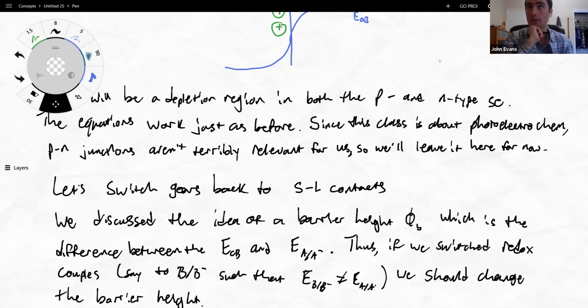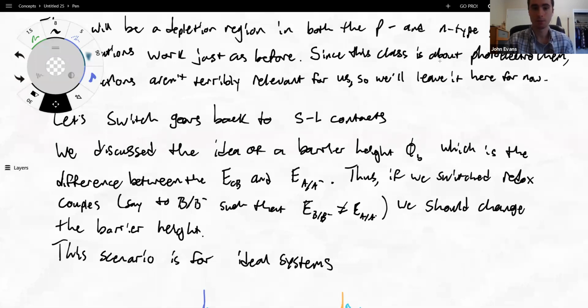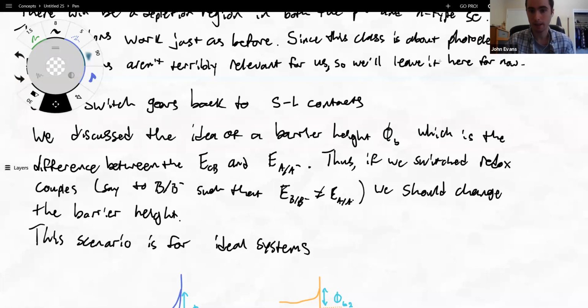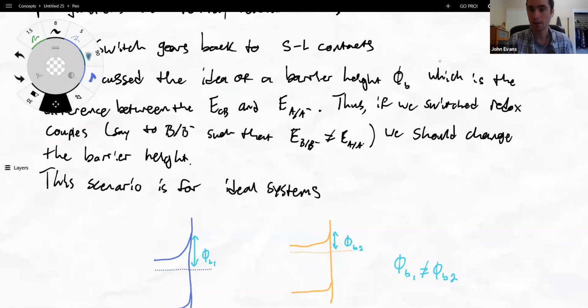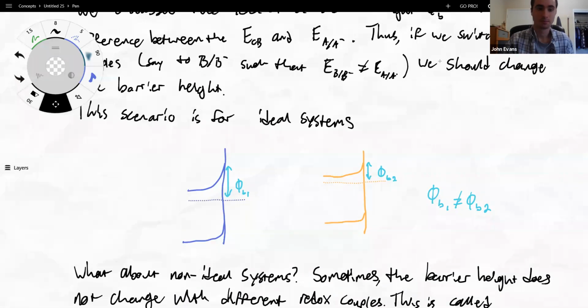Because we have so far looked at ideal systems. And now we want to look at one of the more important non-ideal cases. So we looked into this idea of barrier height, which we showed before is the difference between our conduction band edge and our redox level in solution. So if we switched redox couples, we should change the barrier height, right?